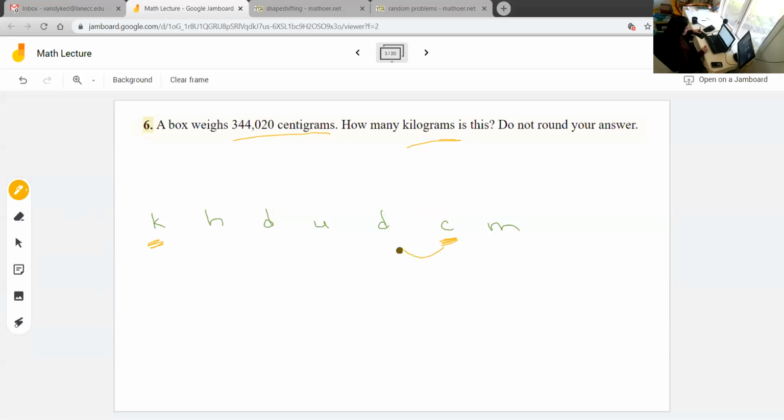So that's a lot. 1, 2, 3, 4, 5 scoots to the left. So I will take my thing here and go 1, 2, 3, 4, 5 to the left. And I will wind up with 3.4402 kilograms.